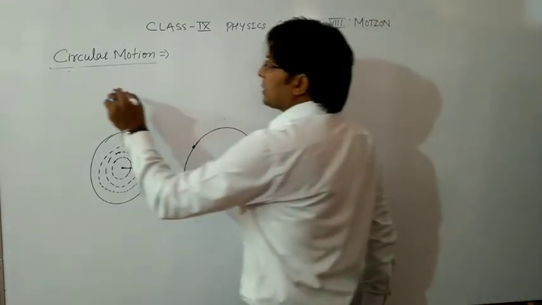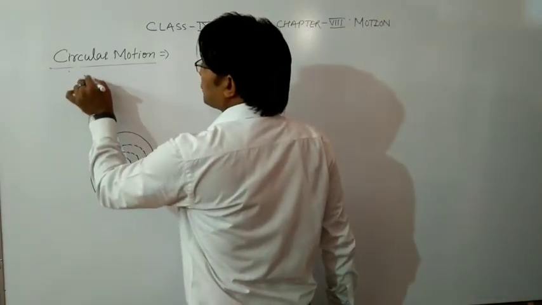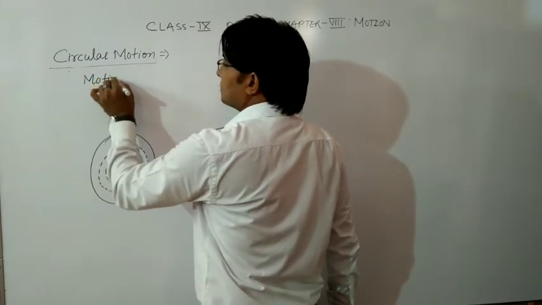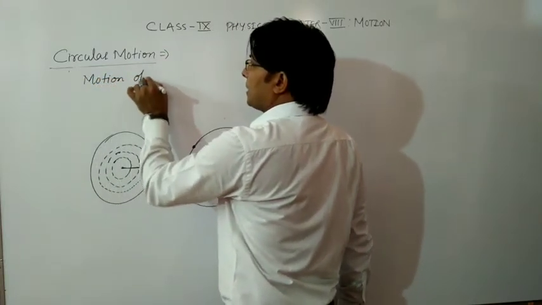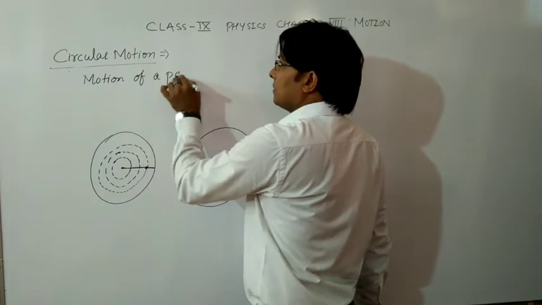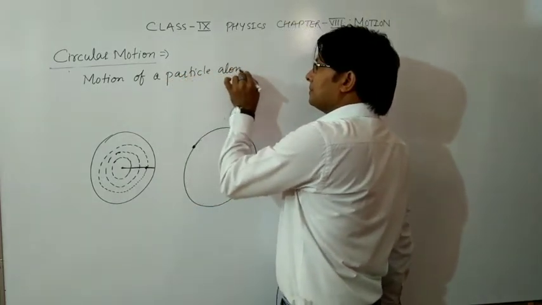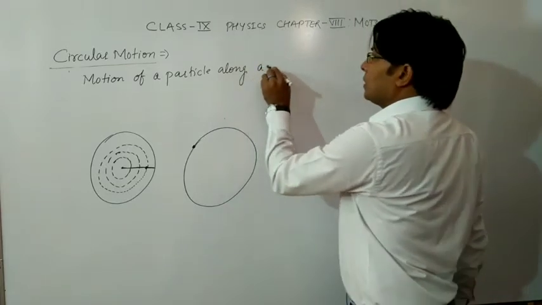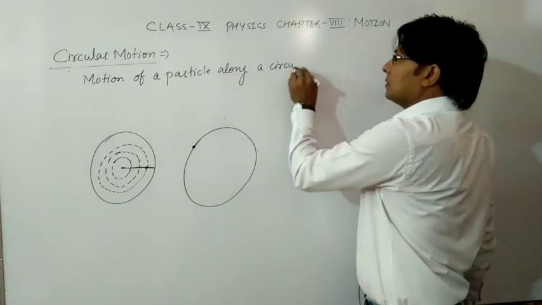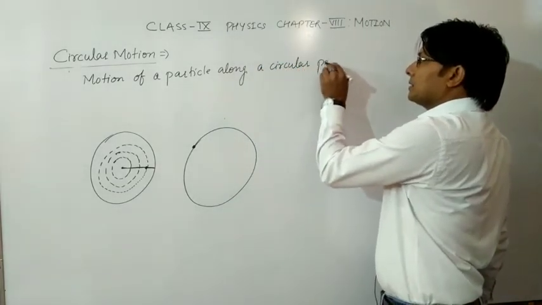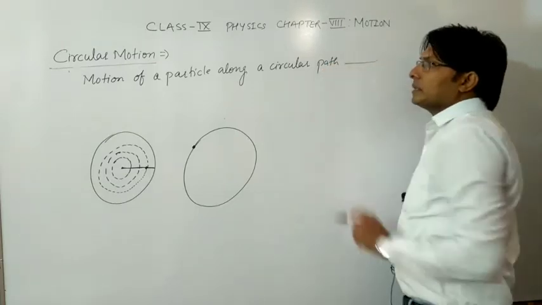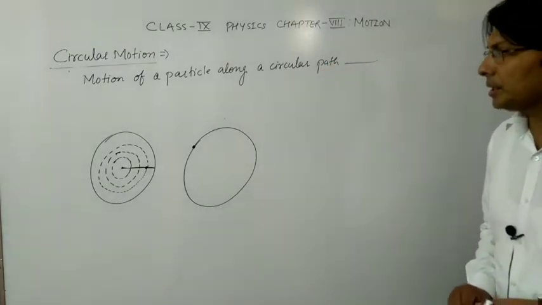So we can define circular motion. Motion of a particle along a circular path is said to be circular motion.